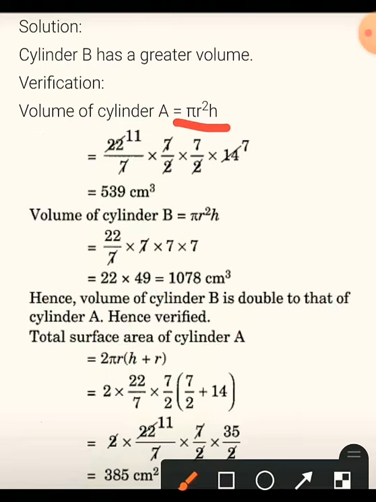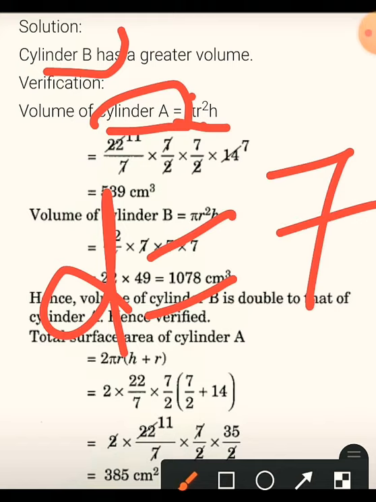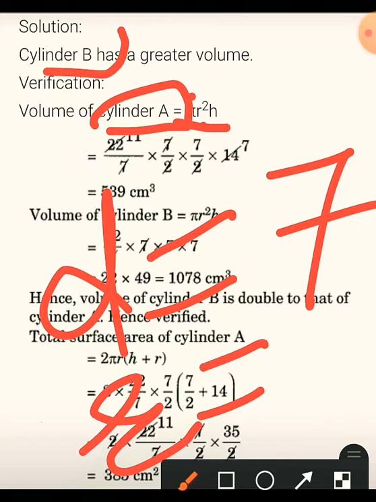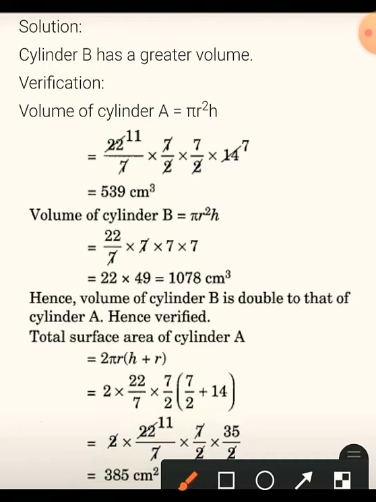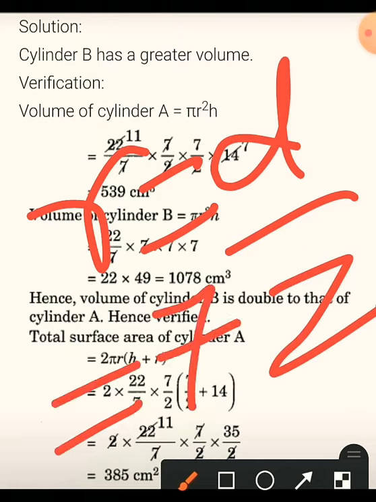Now the value of pi we know, 22/7. R means radius. In the question, the diameter for cylinder A is 7. Diameter 7 is given, radius is not given. We have to find it out. So radius is half of the diameter, which means diameter divided by 2. The diameter is 7, so the radius is 7/2.